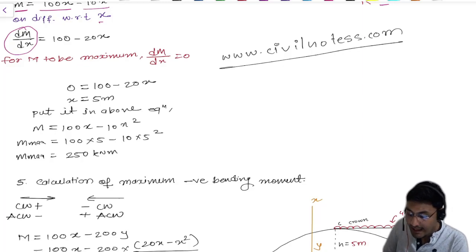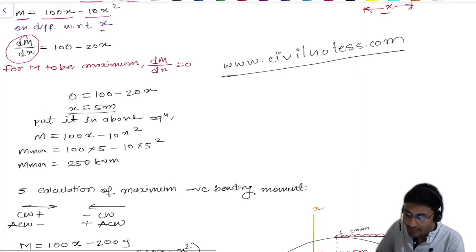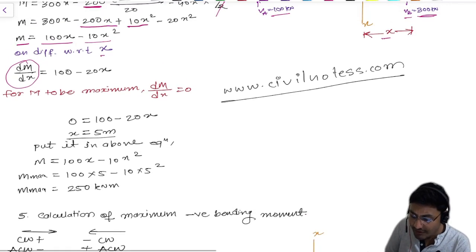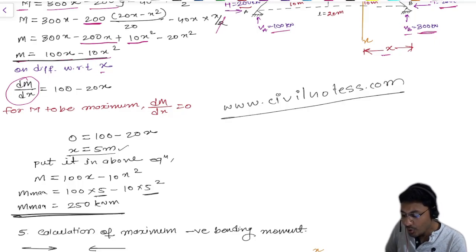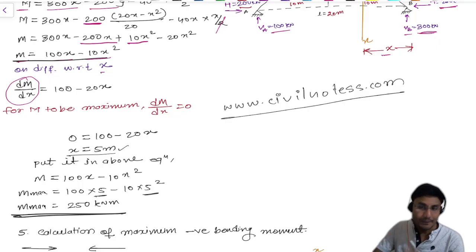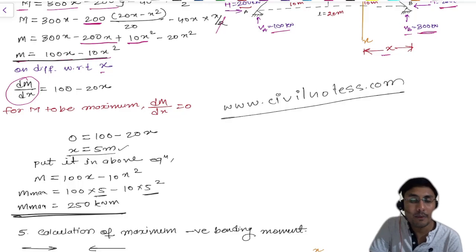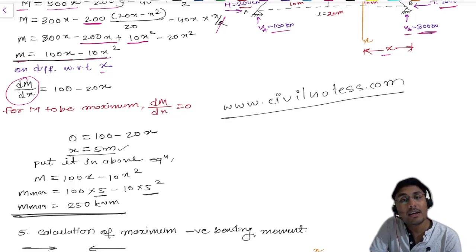So now you can see x equals 5. We got the value of x equals 5. Now let's put this value in this equation. M equals 100x minus 10x square. So M equals 100 times, what is the value of x? It is 5. So just put 5 over here, minus 10 into 5 square, meaning x square. So you will get a maximum moment of 250 kilonewton meter. Remember that moment is always calculated in kilonewton meter. So you got a maximum bending moment of 250 kilonewton meter.